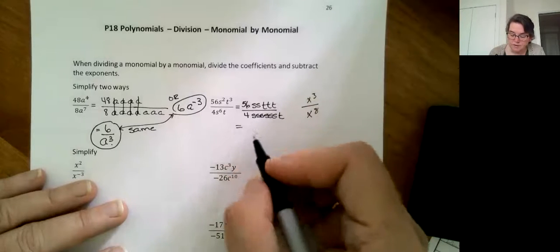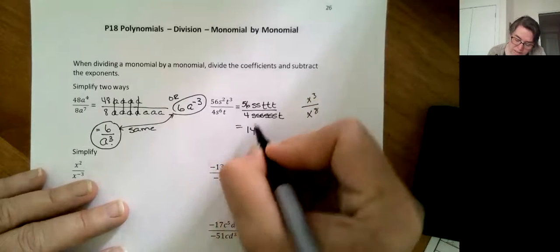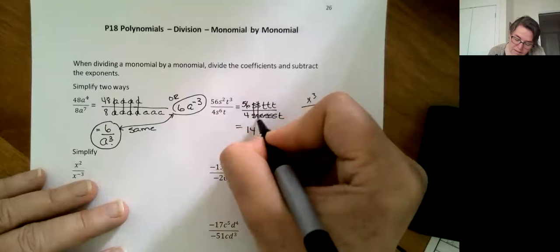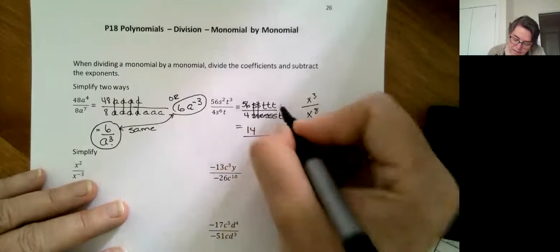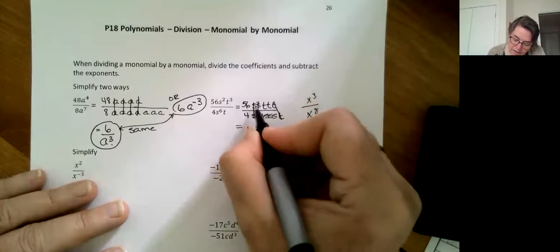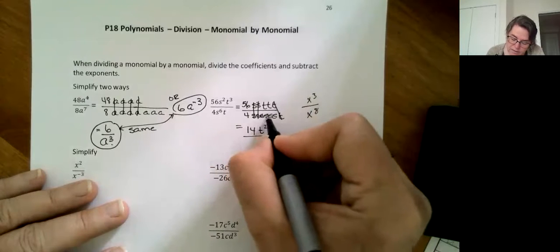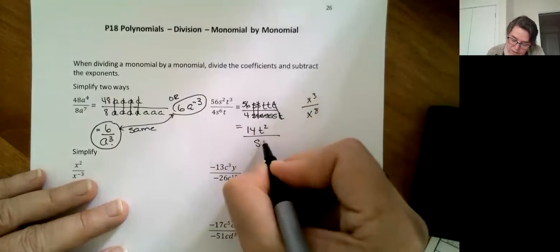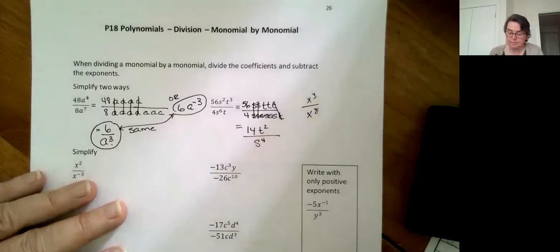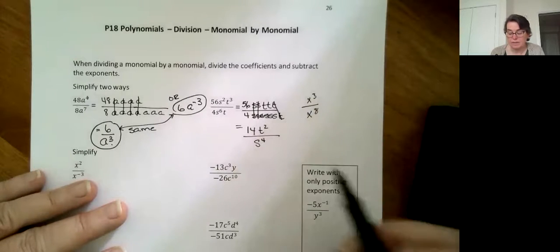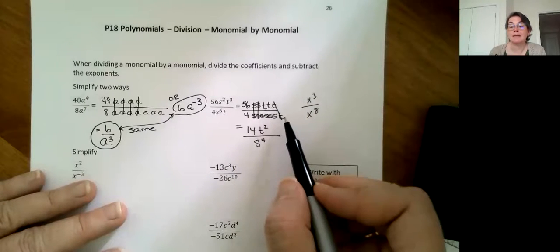So 56 divided by 4 is 14. Cancel s, cancel s. Cancel a t. So that leaves me t squared up there. And it leaves me 1, 2, 3, 4. s is down there. That's one way. So this is kind of what I think of as expanding.